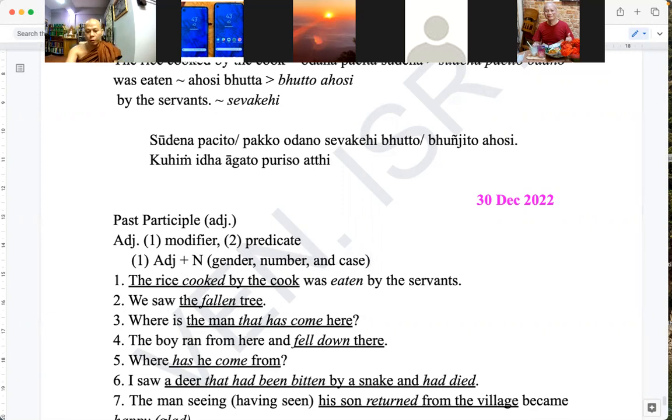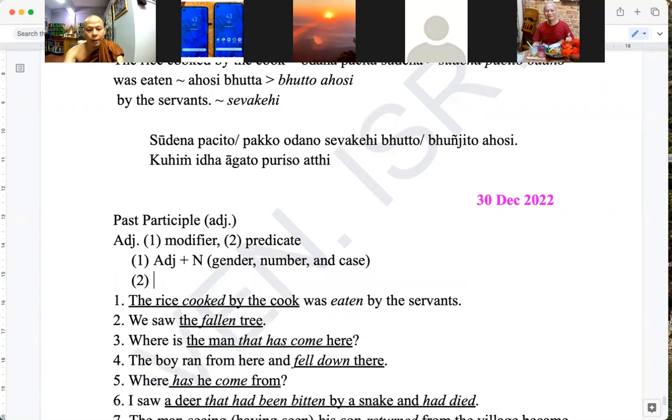And also if we use the adjective in a predicate function, then the predicate adjective will be the same as the subject in gender, number, and case. So this part is very important.